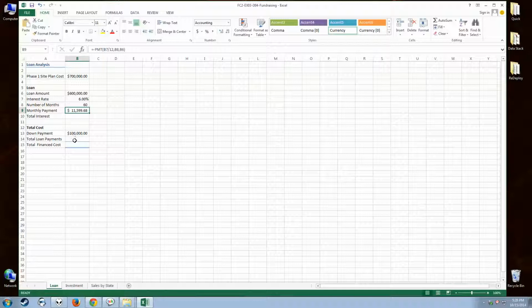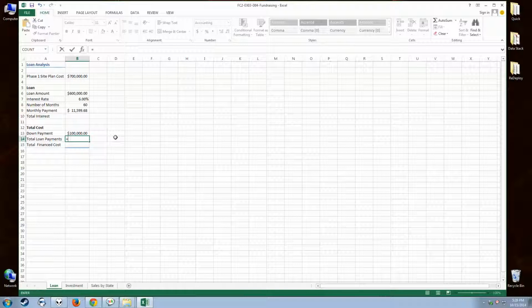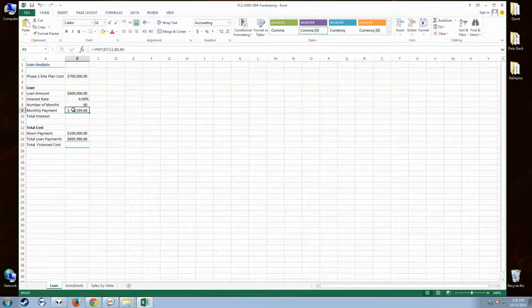Let's come down to cell B14, total loan payments. That's actually pretty straightforward. The total in loan payments will be what we pay times the number of times we pay it. Don't let a big, huge sheet like this scare you. Just look, the total loan payments are going to be $695,980.86.